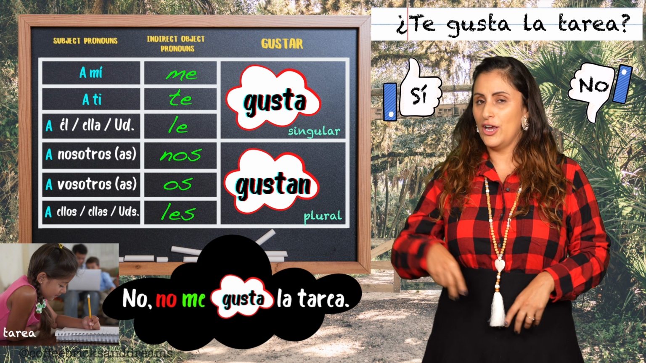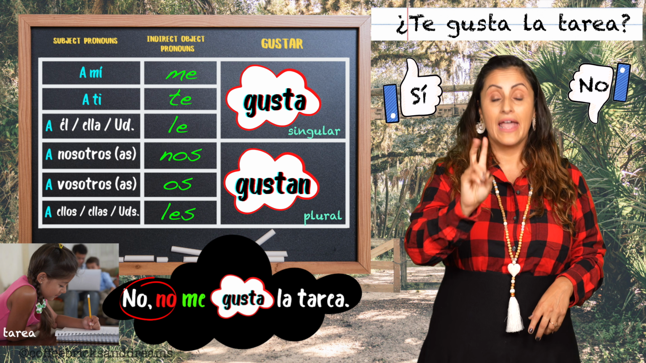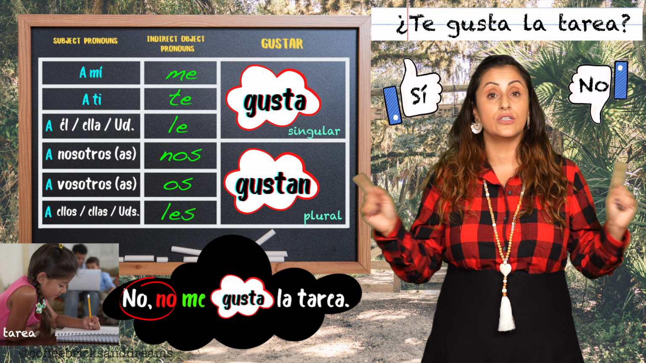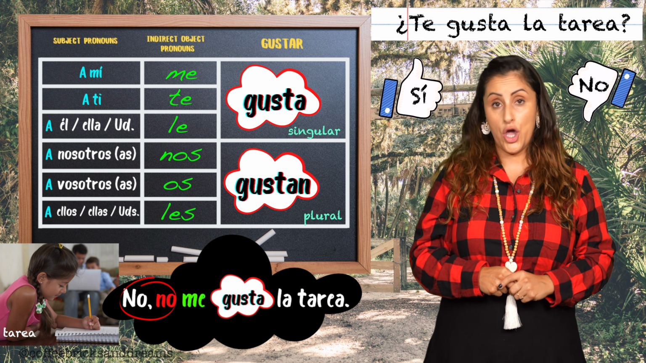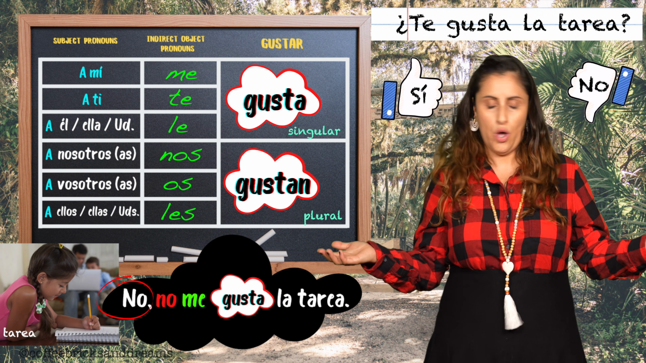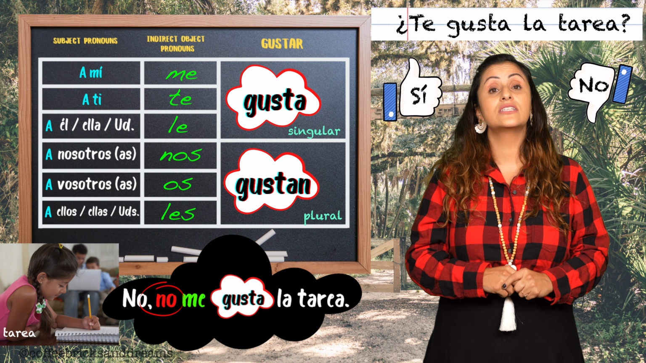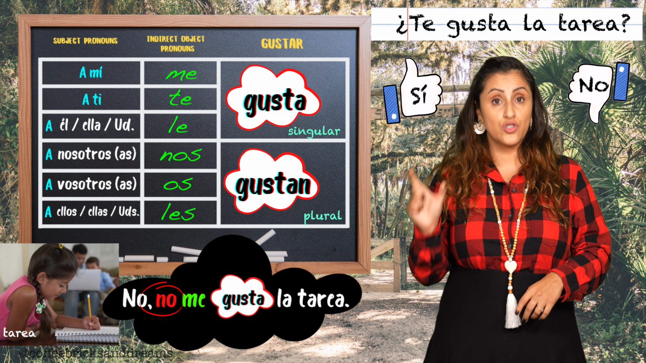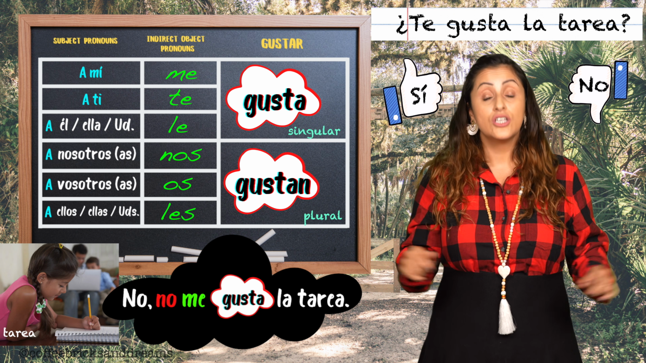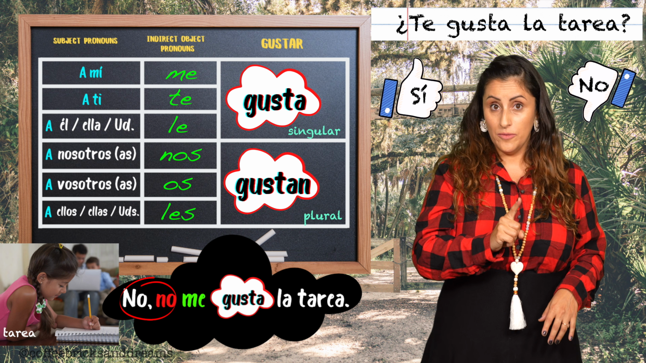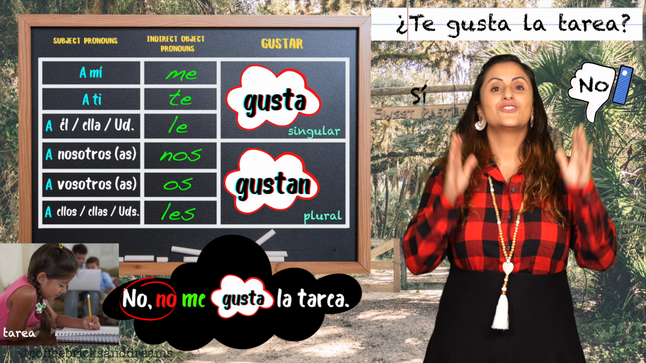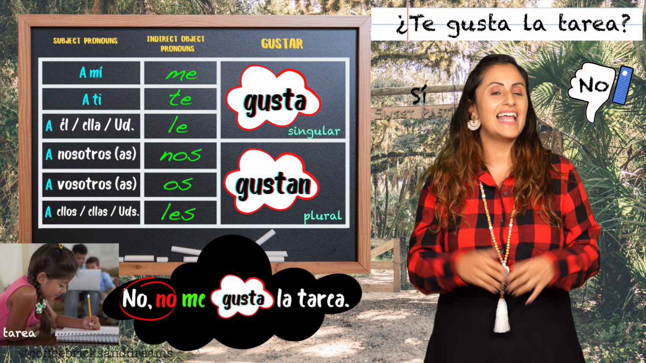Did you see how there are two no's? That is important to know when you're asked a question about whether or not you like something and the answer is no. The first "no" is simply no. That's your answer. Do you like homework? No. The second "no" is what is going to make that gustar verb into a negative verb, the way that you would say, I don't like. So you have to have two no's. No for no, and no for "no me gusta." So, "No, no me gusta la tarea."